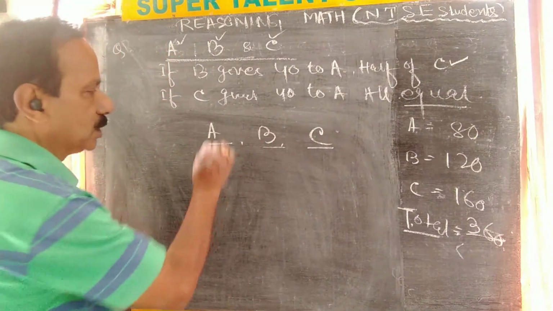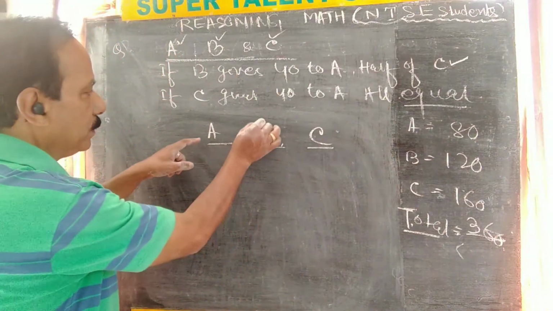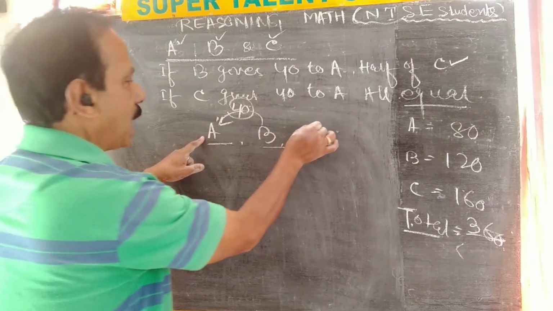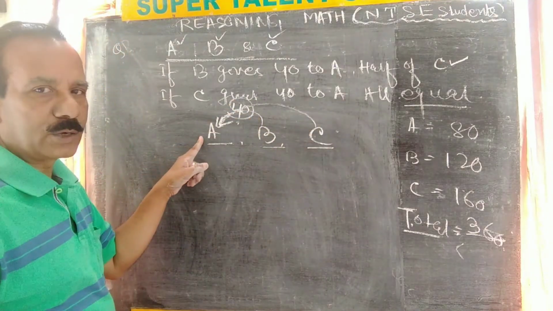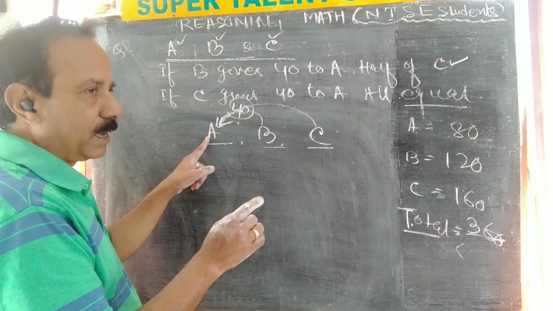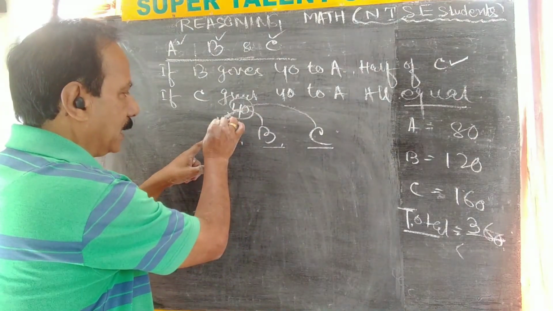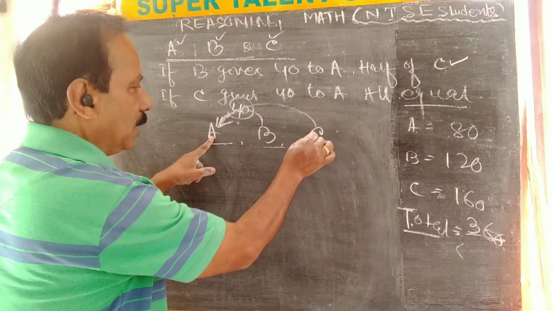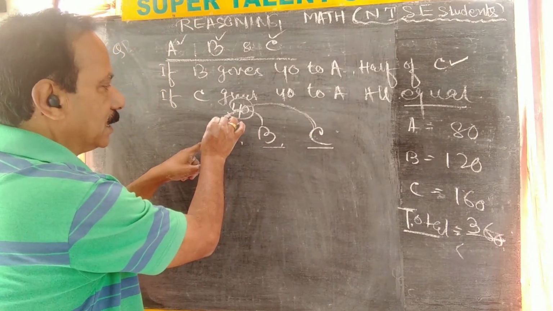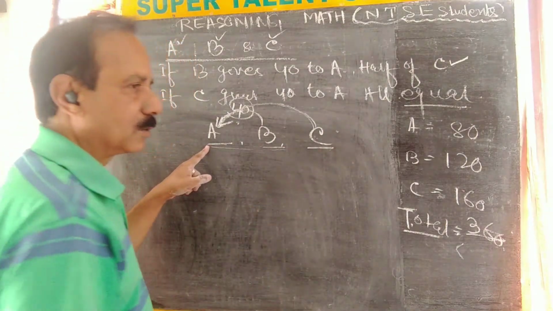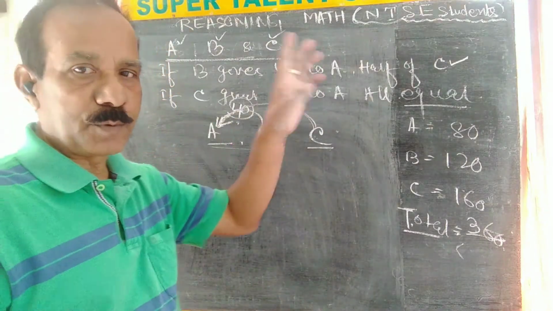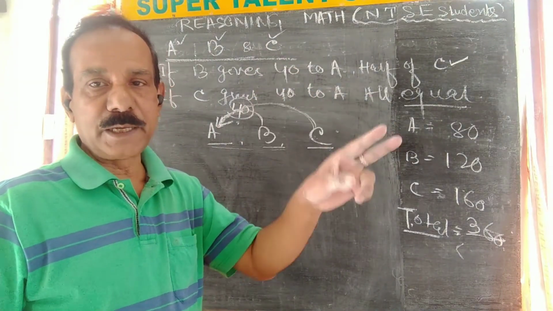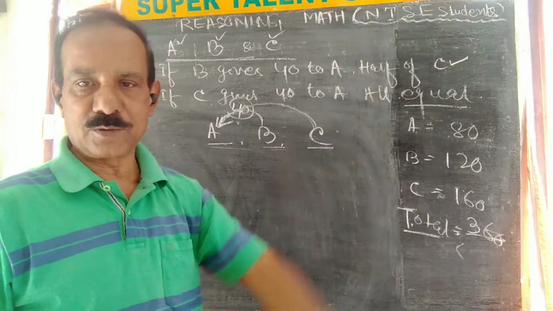Look, A, B, C. How do you know it? If B gives 40 to this one, then it will be half of this. What do you know from it? If B gives 40 to this, it will be half of this, right? If C gives 40 to this, all will be equal. So between this and this, how much difference will there be? Think, how much difference will there be? Double of 40, 80 will be the difference.